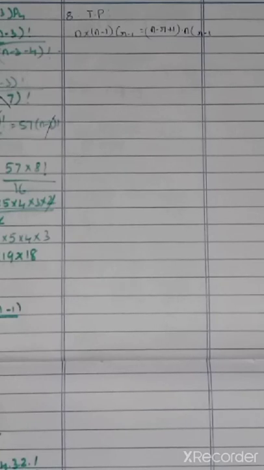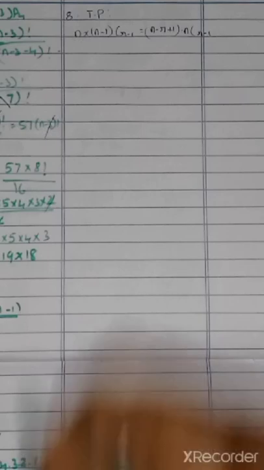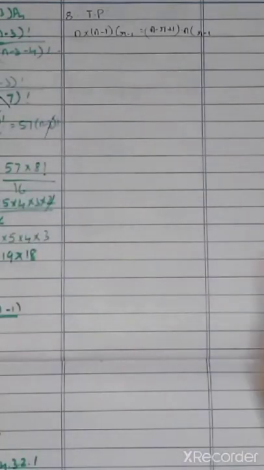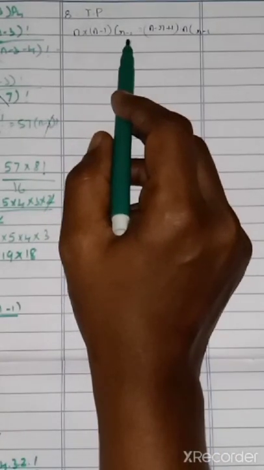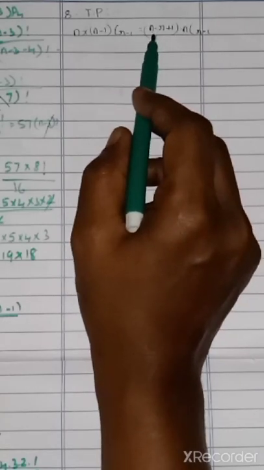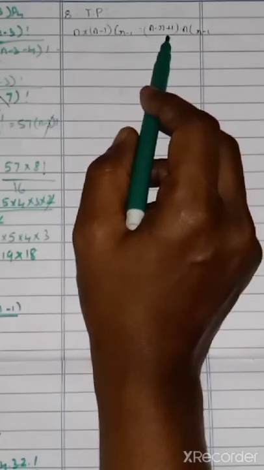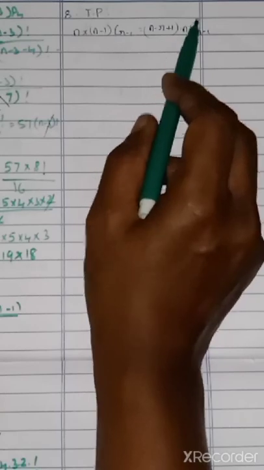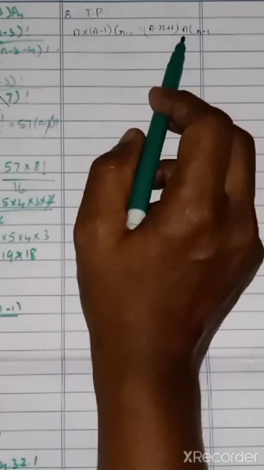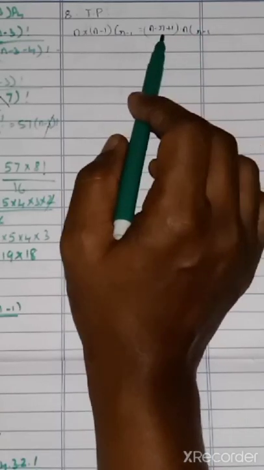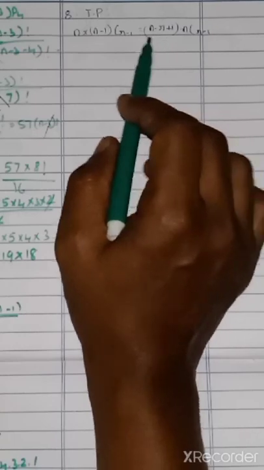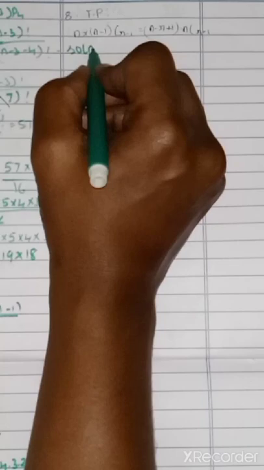Your eighth question: prove that for 1 less than or equal to r less than or equal to n, n into (n minus 1)C(r minus 1) equals (n minus r plus 1) into nC(r minus 1). We are going to prove it. Nothing special, we just apply the formula and derive the other side. That's all. Okay, so let's see the solution.